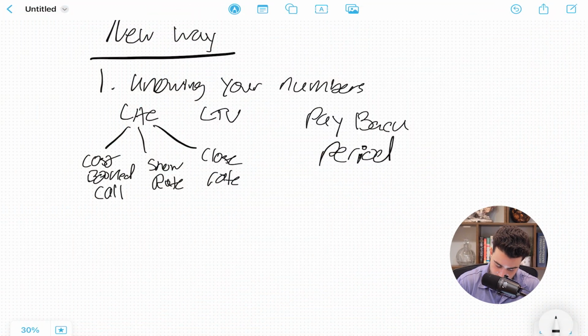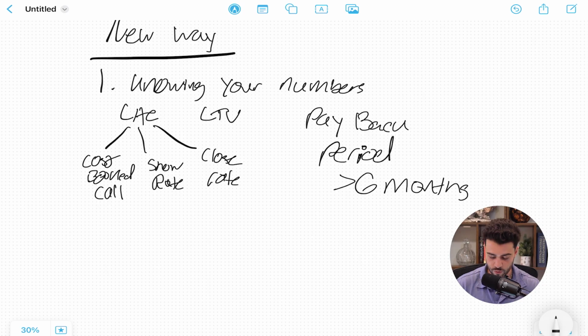For example, if it takes 12 months for you to get your money back from your investment, you're going to have to wait 12 months until you're net positive ROI on that ad to then be able to reinvest back into the ad. So you want to make sure that your payback period is less than 6 months. And in some cases, you want to make sure that you're making money day one, right? If you can actually structure your offer that way, which we'll talk about in a second.